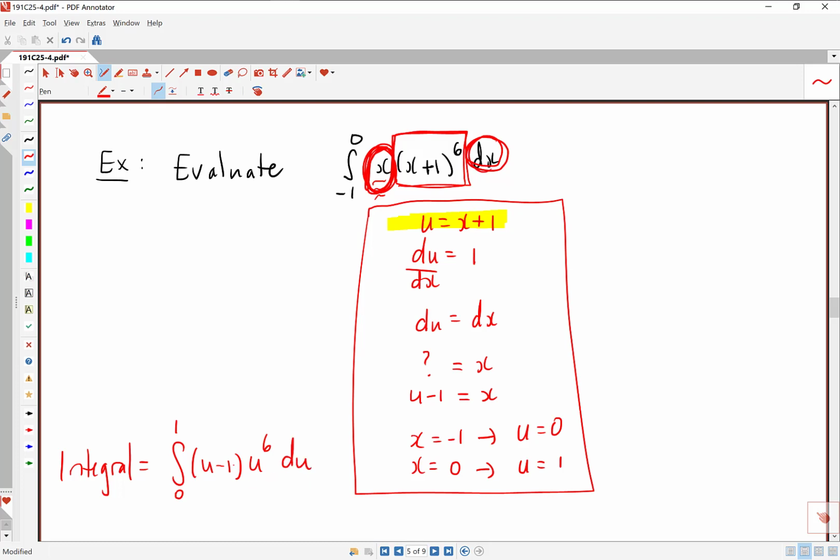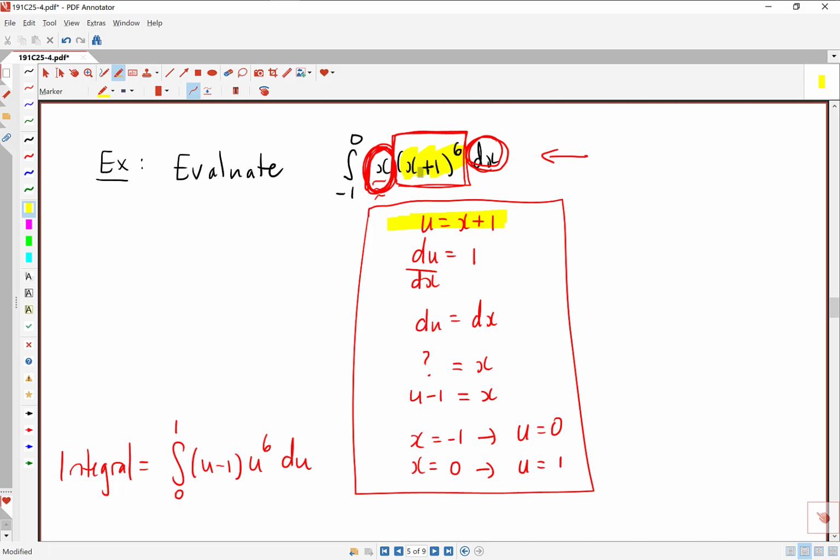Okay, so let's understand why this integral that we've just written down is easier to work with than the integral that we started with. If you wanted to actually expand this out, you would need to multiply out the 6th power of x plus 1. So this part here is really not fun to expand. You could do it, but it would take quite a long time.